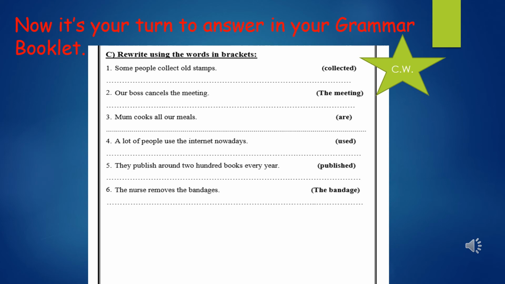The nurse removes the bandages. "The bandages" between brackets is capital, so the bandages, which is plural, so it's "are", excellent. The bandages are removed, the PP, by the nurse. So the bandages are removed by the nurse.